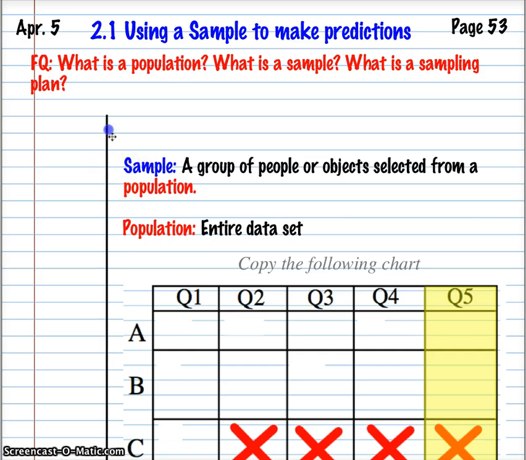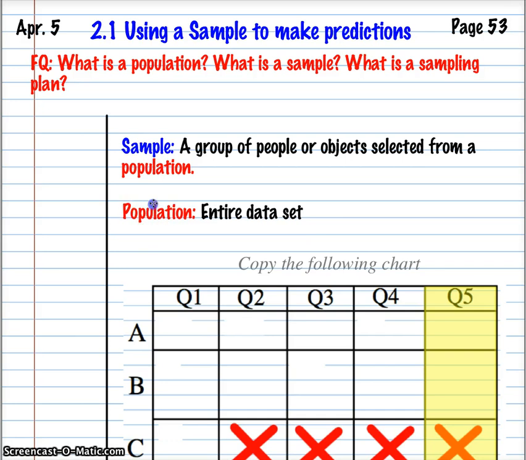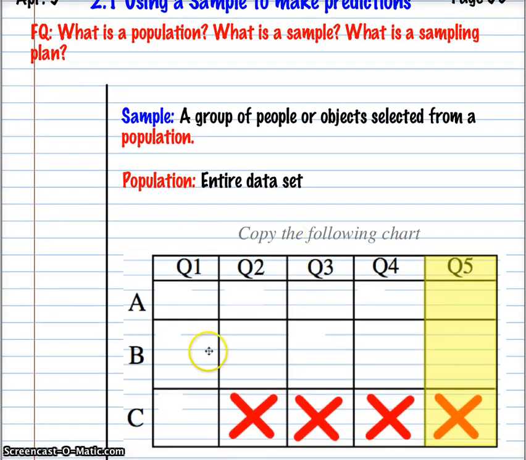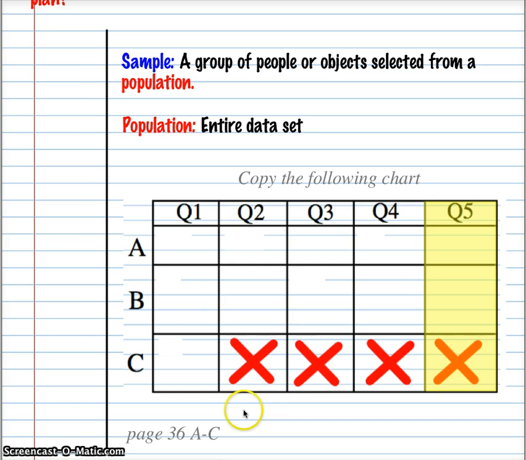So go ahead and copy down these two definitions. These are very good. I'm going to post a video that will give you another idea of what sample and population are. Copy down this chart. It doesn't have to be perfect, but this chart itself will help us answer questions A through C on page 36.